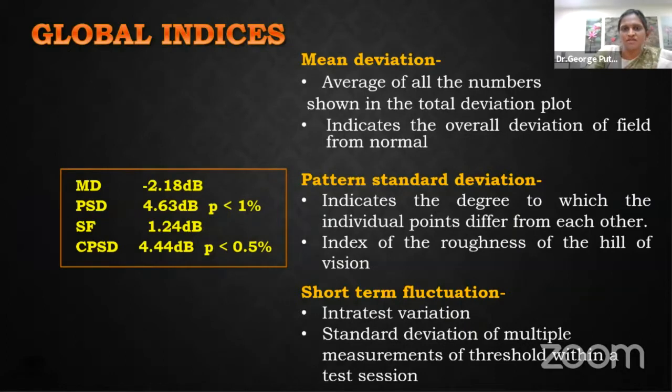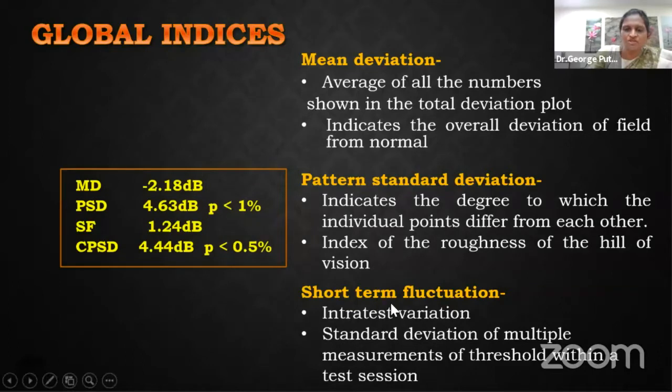The mean deviation is an average of all the numbers shown in the total deviation, and it indicates the overall deviation. The high normal range is around 0 to -2 decibels, and high negativity is seen both in generalized depression as well as in localized depression. Whereas in the pattern standard deviation, the degree of difference between individual points within the field is analyzed. So it indicates more of the localized field defect. But this is not of much help in advanced glaucoma, where there is a generalized decrease in retinal sensitivity.